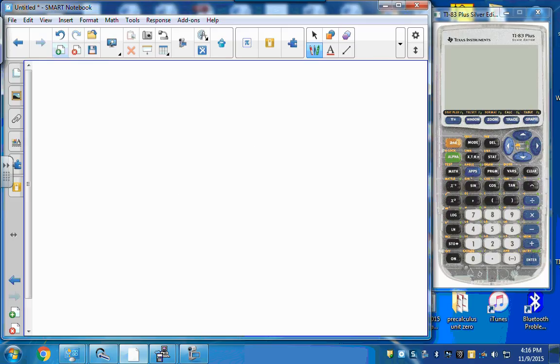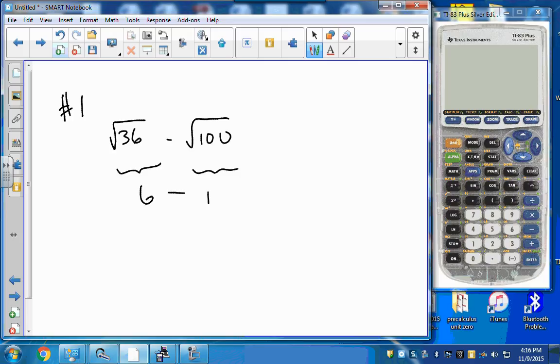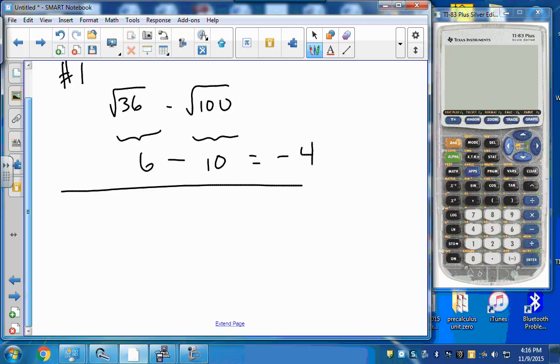Problem number 1 says the square root of 36 minus the square root of 100. Well, we know the square root of 36 is 6, and the square root of 100 is 10. 6 minus 10 is negative 4. Straightforward problem. Problem number 9.